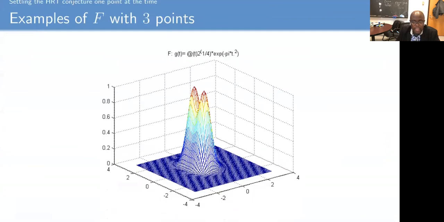Just to give you an example of what the function looks like, if I take the Gaussian, for which I know that the HRT is true, and I take the Gaussian with only 3 points here, what I'm saying is that the function achieves exactly its maximum value at the 2 points at which I already know the HRT conjecture is true. Everywhere else, the value of this function will be less than one. And that's exactly what this is showing.